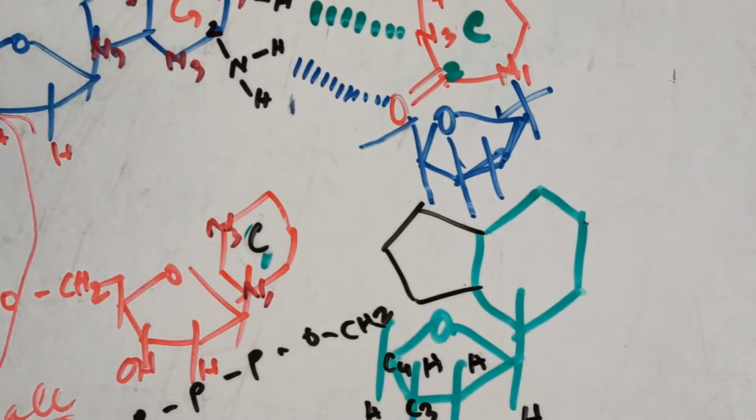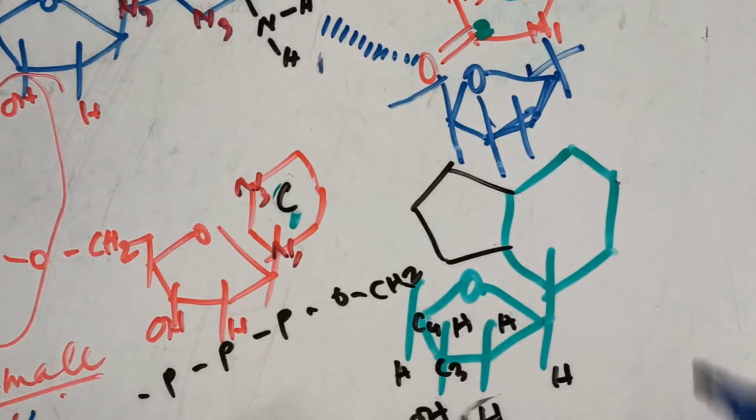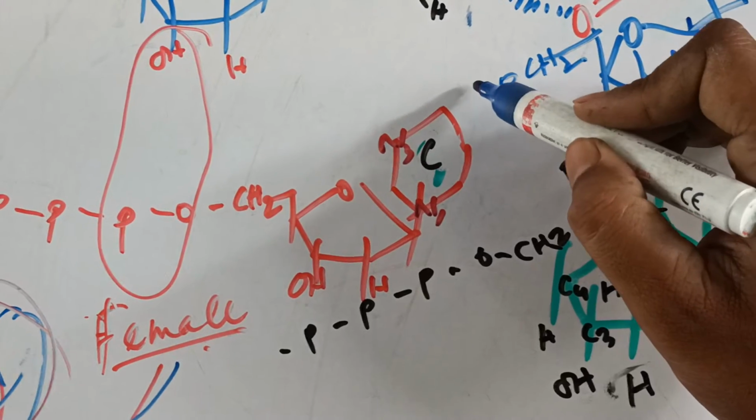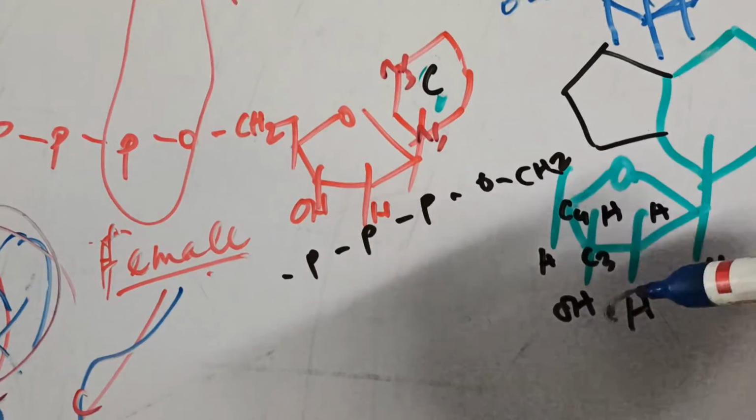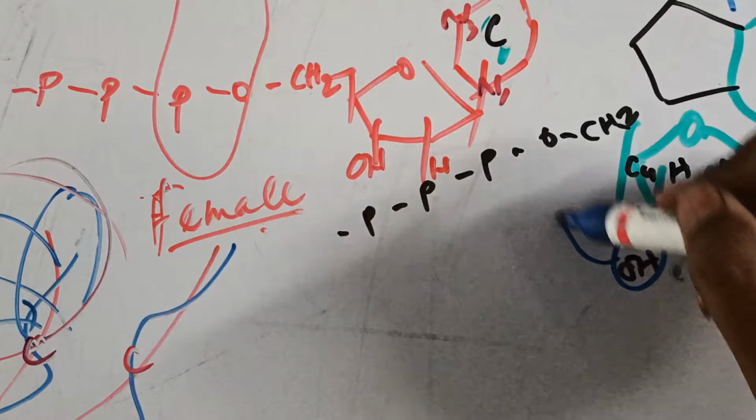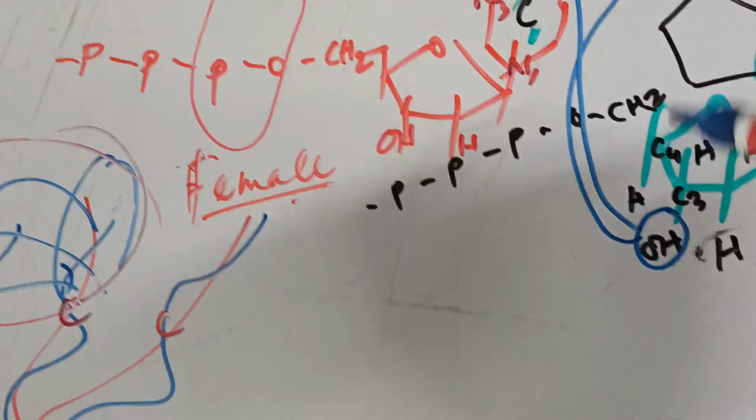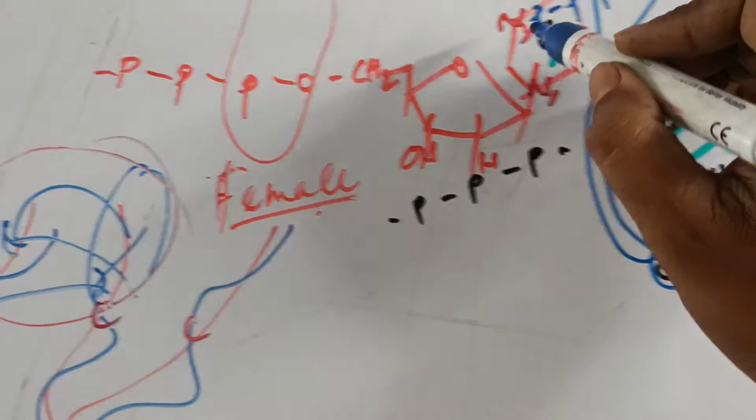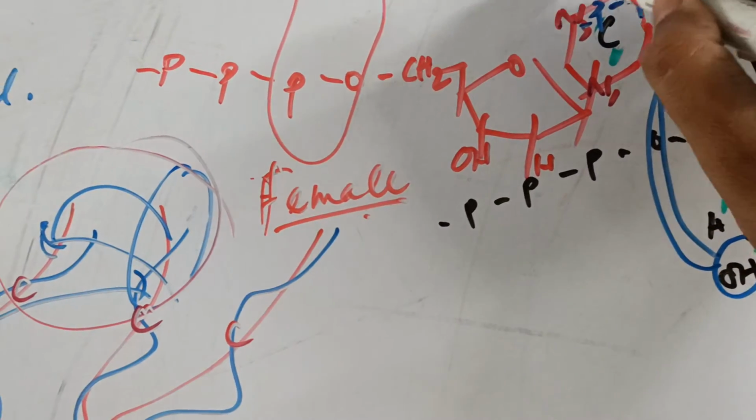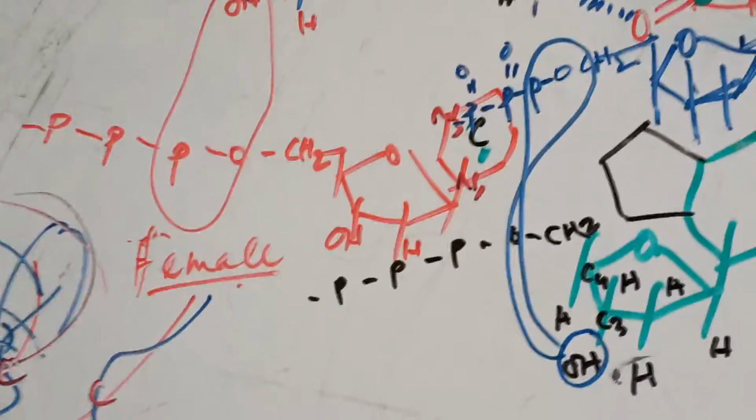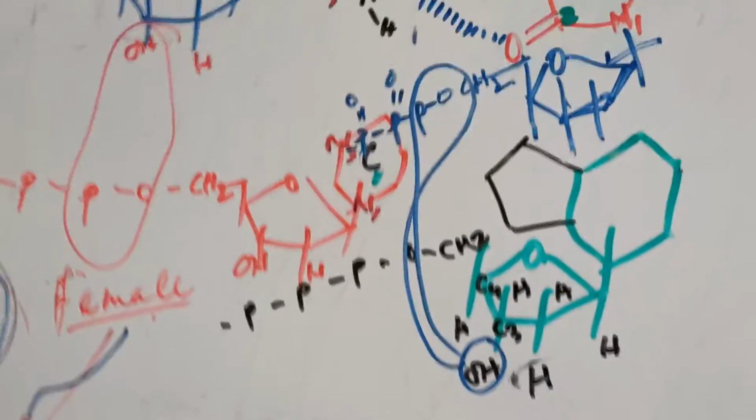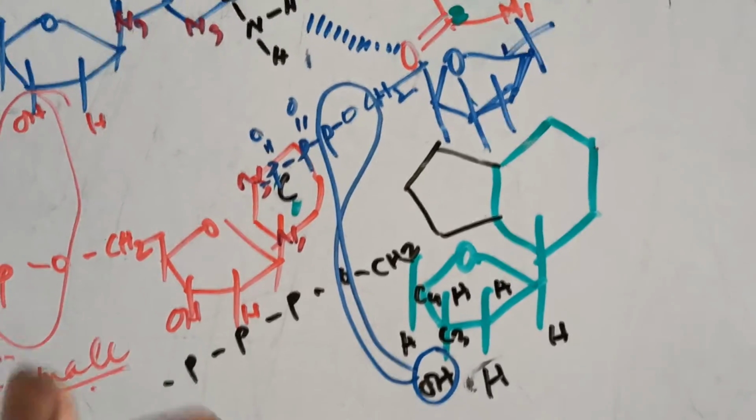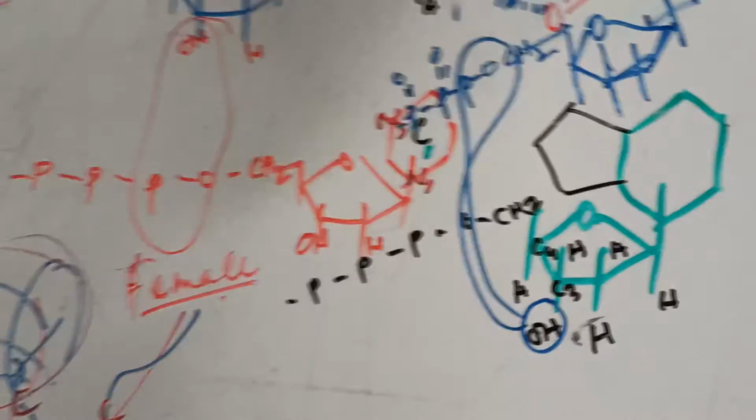So this phosphate will bind CH2OH, so it will bind with this corresponding one. It will form a phosphodiester bond with the incoming nucleotide in the same strand.